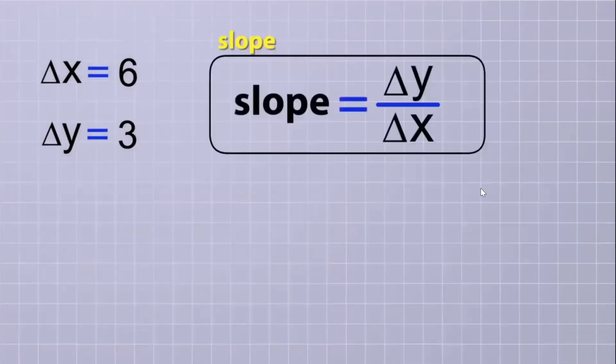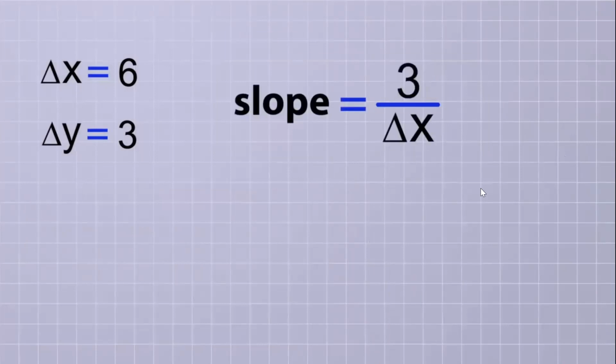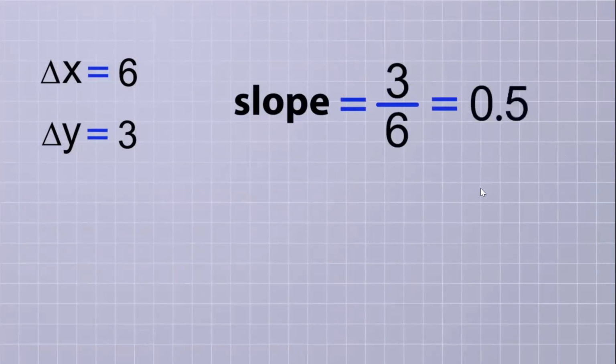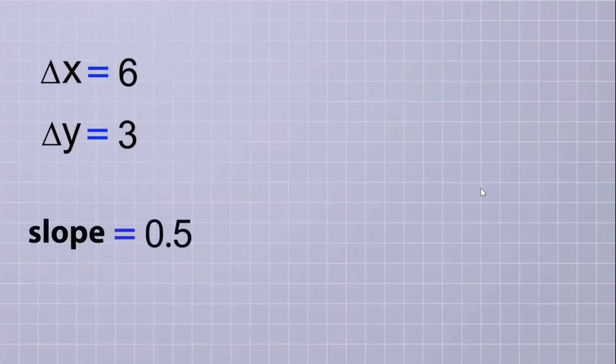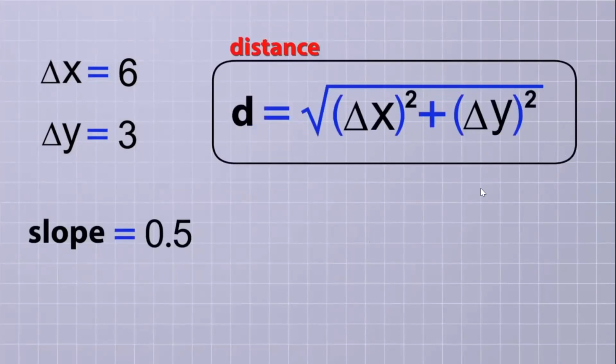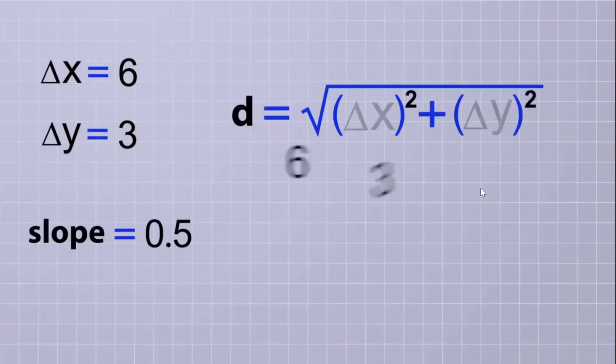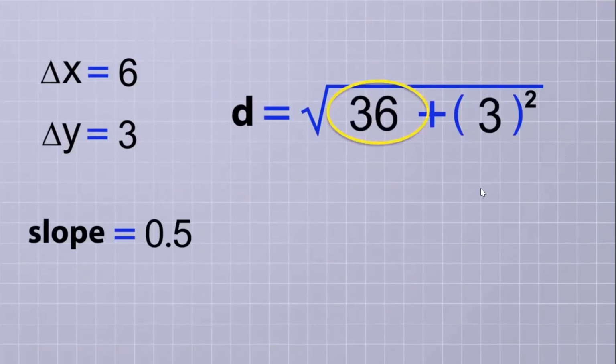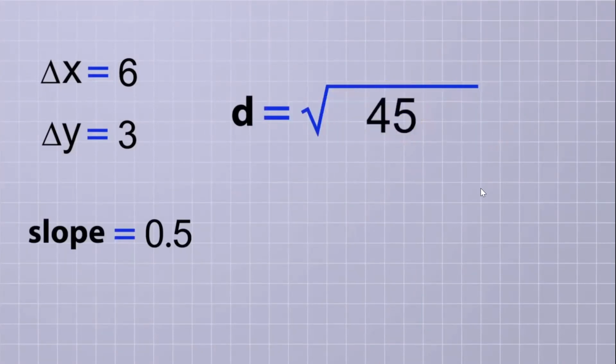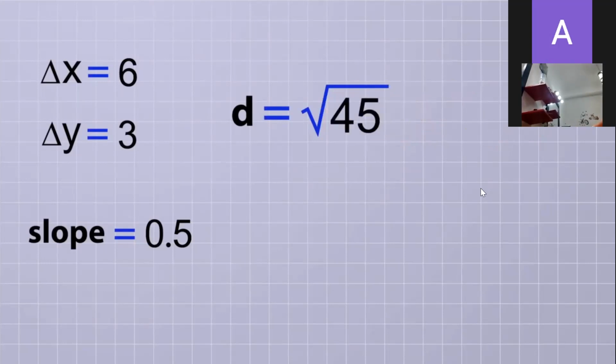Slope equals delta y over delta x. We just found that delta y equals 3 and delta x equals 6. So our slope equals 3 over 6, which simplifies to 1/2 or 0.5. That was easy. Now let's plug those deltas into our distance equation to see how far apart those points are. Doing that tells us that the distance equals the square root of 6 squared plus 3 squared. 6 squared equals 36. 3 squared equals 9. 36 plus 9 equals 45. So the distance between the points would be the square root of 45.